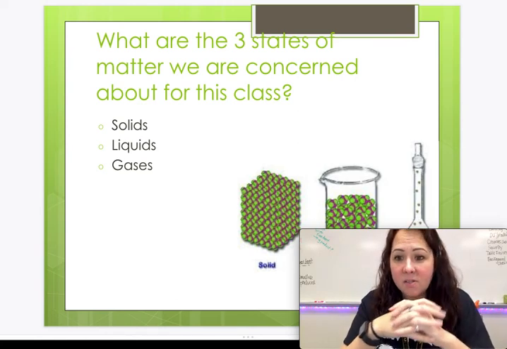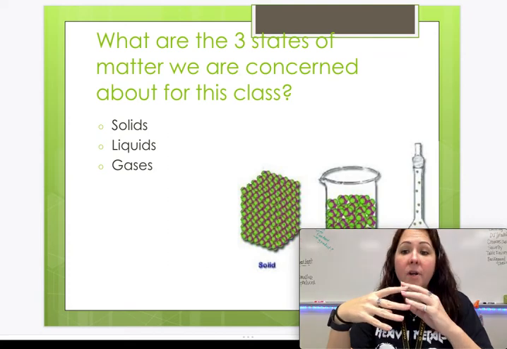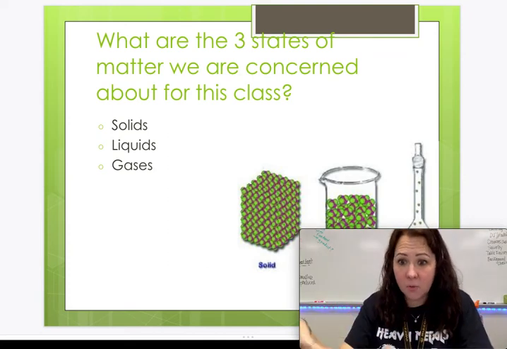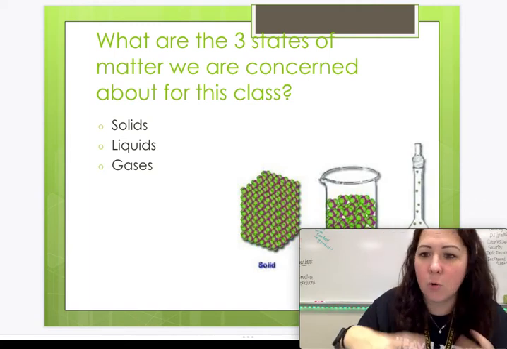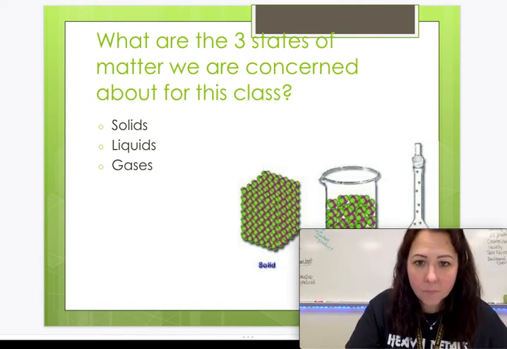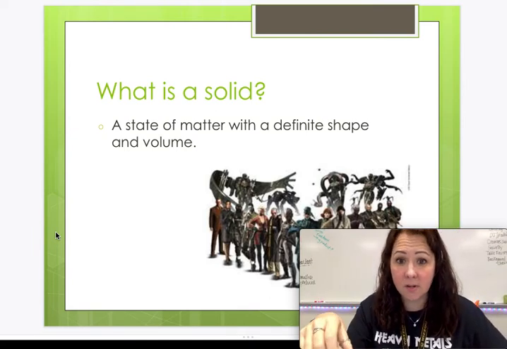So in this unit, we're going to first define solids, liquids, gases. We're going to say what makes them a solid, liquid, and a gas, and then we're going to look at some additional information like graphing and things like that. So with your three states of matter, we're first going to start with solids.